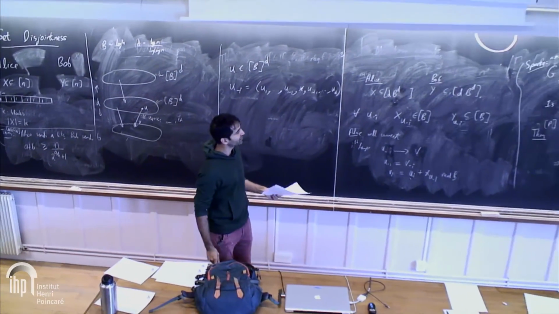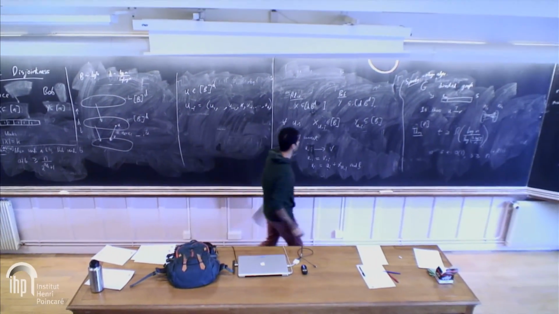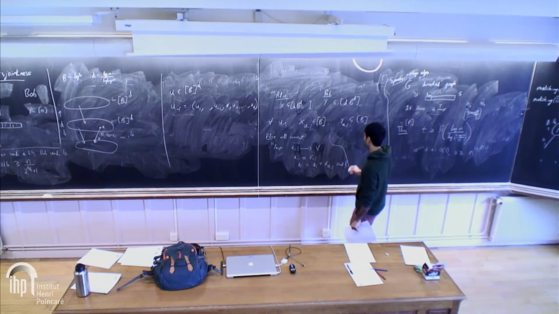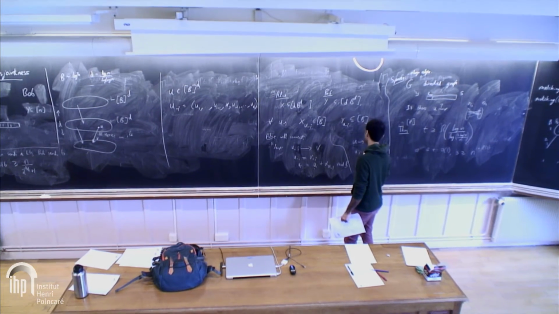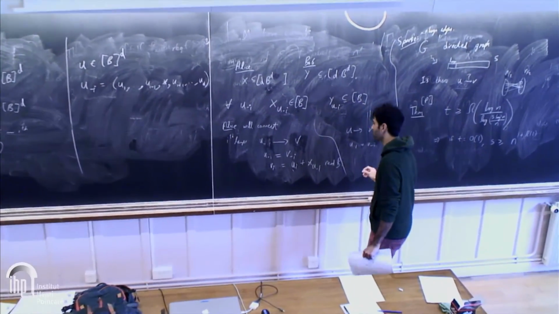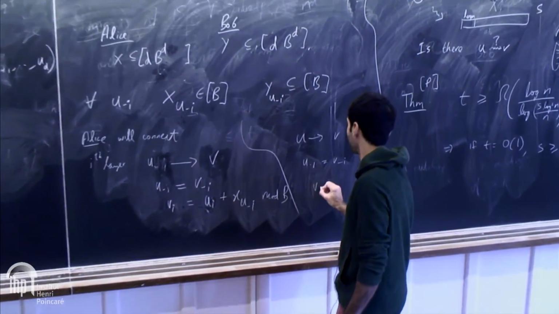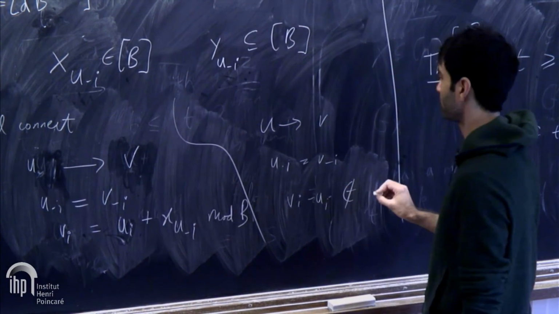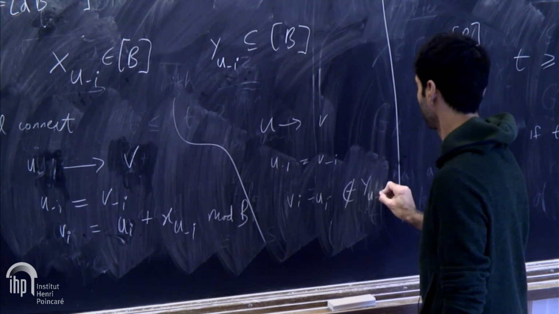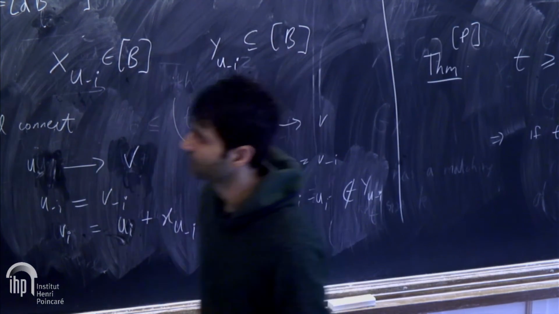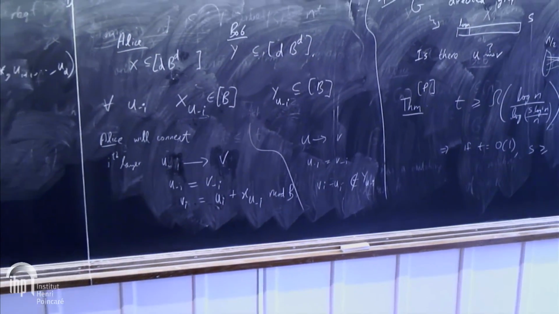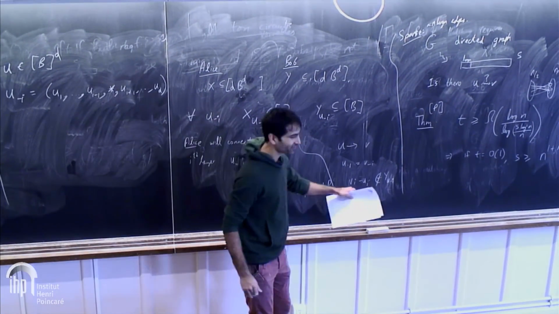Okay. So I'll just describe Bob's. We're almost done. So what Bob will do is exactly the same, except he will connect u minus i equals v minus i, only those that are equal, and he'll only connect them if vi minus ui is not in his set. Okay, so that's Bob's graph.